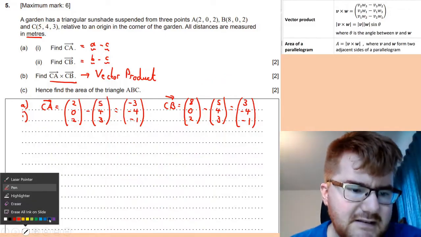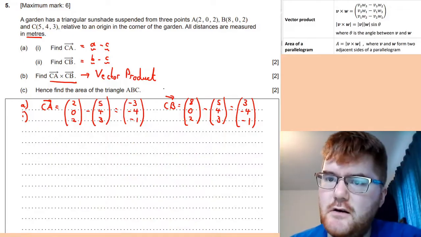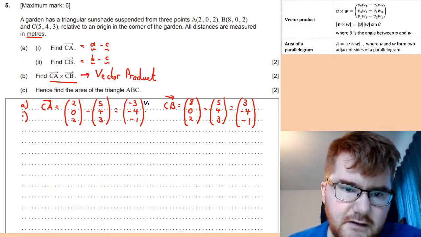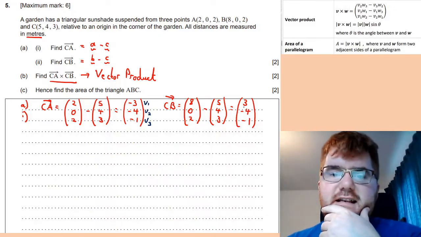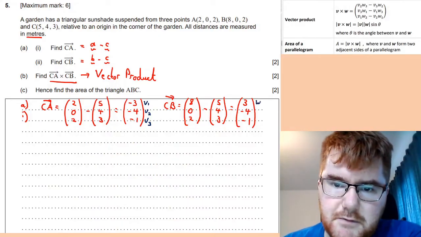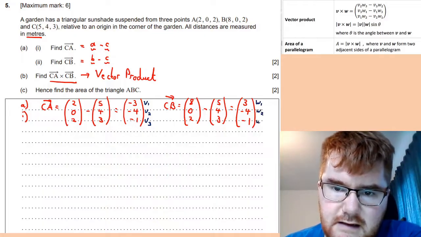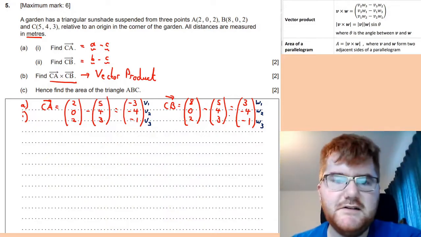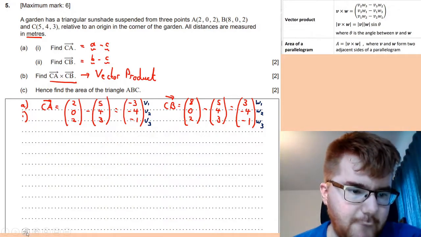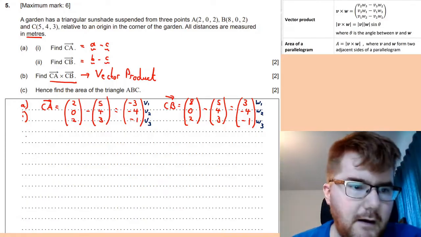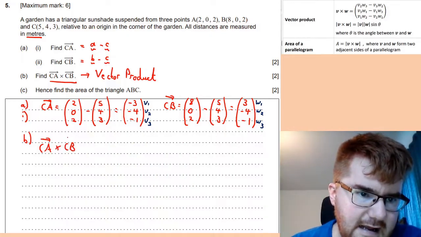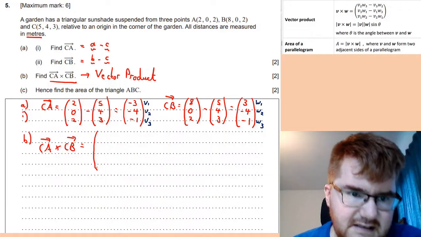So I'm now going to label each of these vectors. We're going to start with our vector V, the first one here, CA. So this is going to be V1, V2, and V3. And then we're going to take CB and label that W1, W2, and W3, like so. At this point, we're going to put these values into our formula. So we're going to open up part B, and work out the cross product of CA and CB by carefully putting these into the formula.